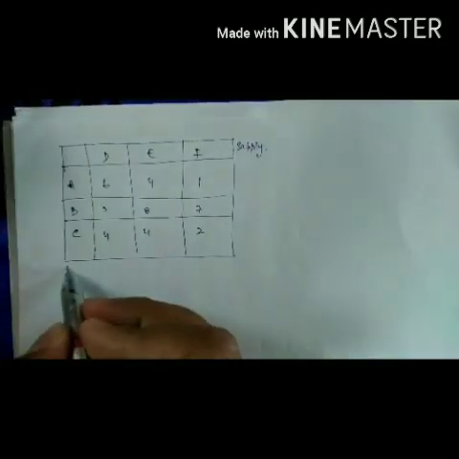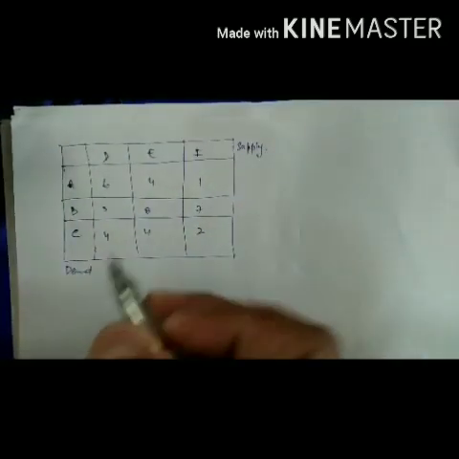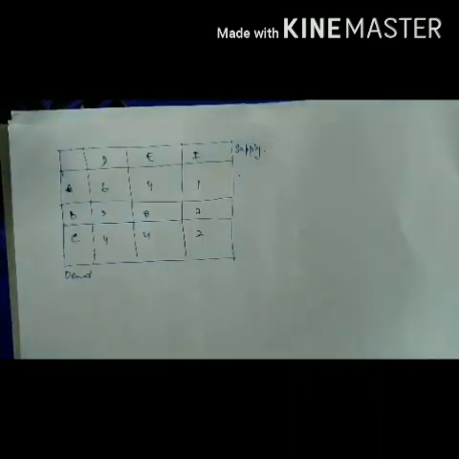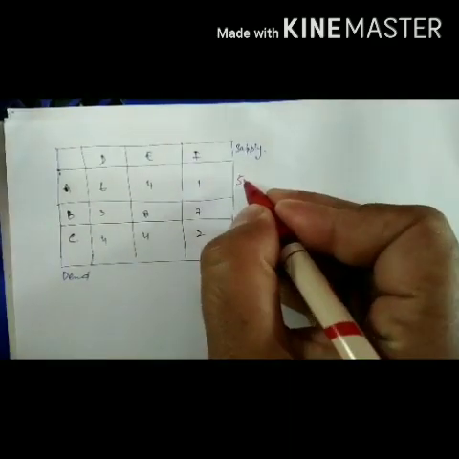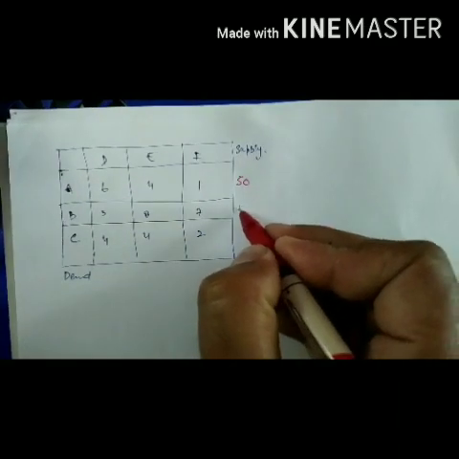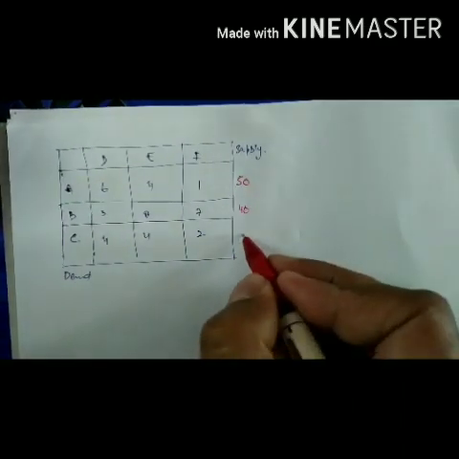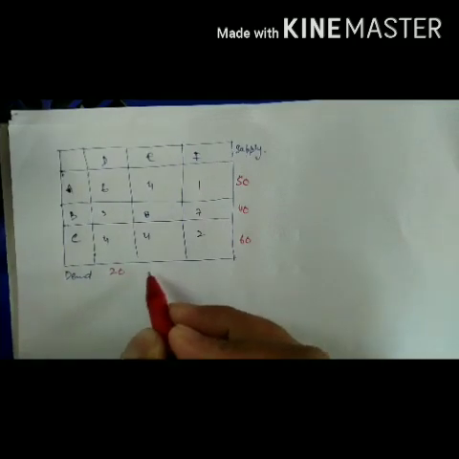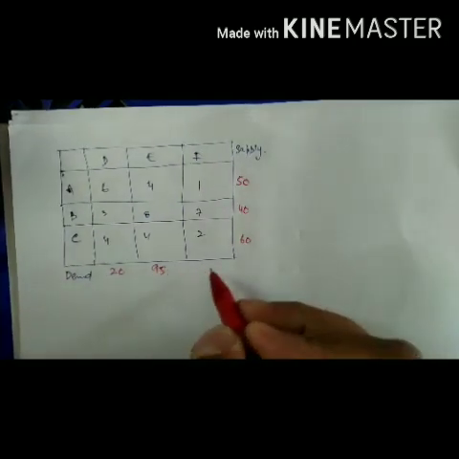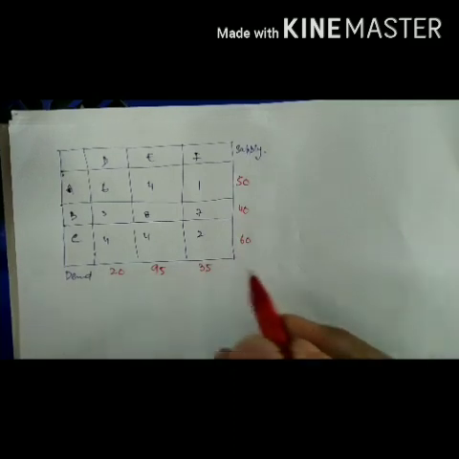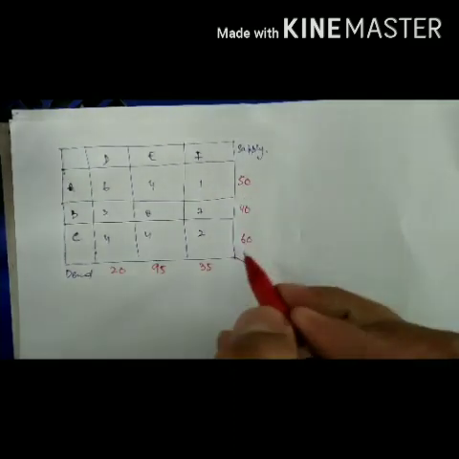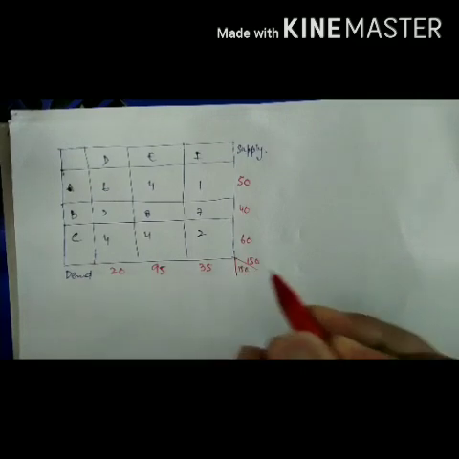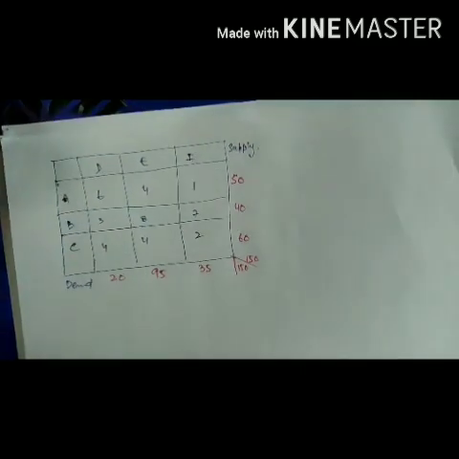And here is supply. There will be demand. Supply is, all right, in the red, that is 50, 40, 60. Demand is 20, 95, 35, and I can see the supply is 150, demand is 150. This is a balanced transportation problem.